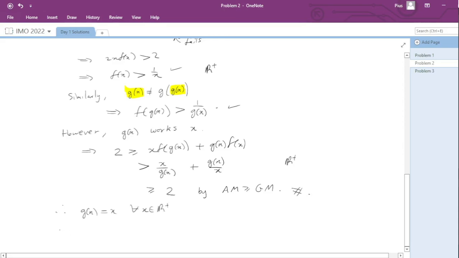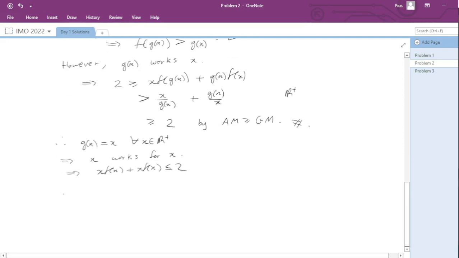So what does this mean? It means that x works for x, right? So we can now use the appropriate inequality, which is x f of x is less than or equal to 2, and similar to what we did before, just simplify this and we get less than or equal to 1 over x.